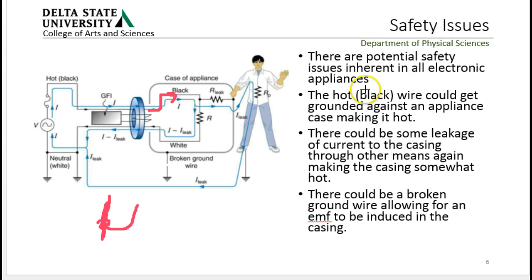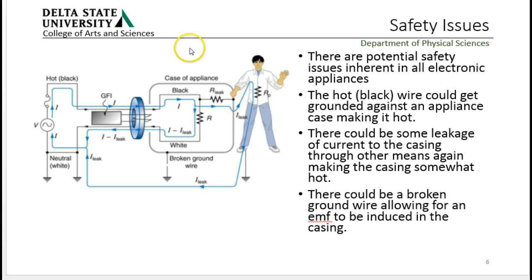So, potential safety issues. If the black wire somehow gets shorted out against the casing, that's a potential issue. That means your casing is at whatever your line voltage is. And if you touch your casing and you're grounded, you give current a path to ground through you.